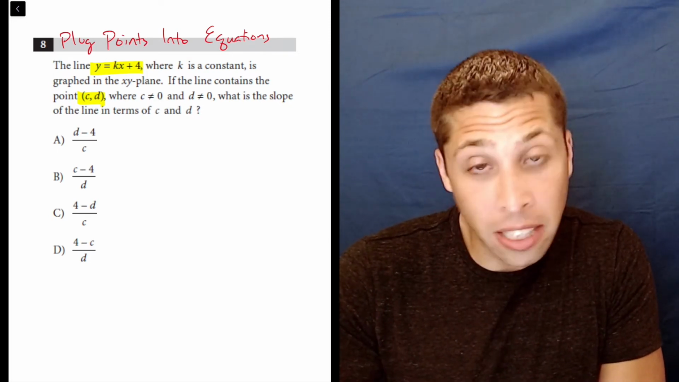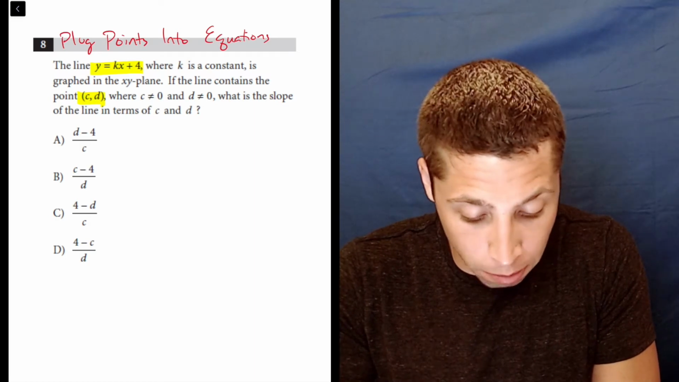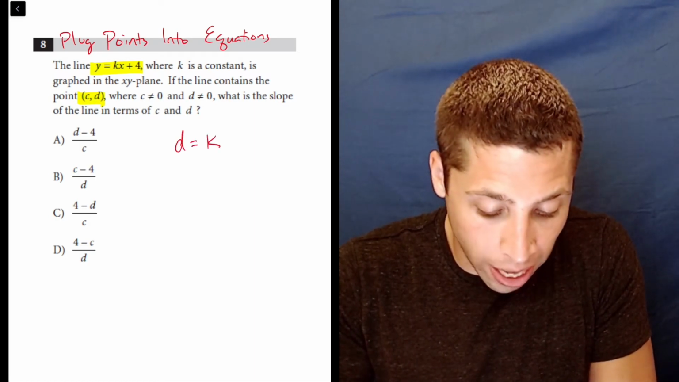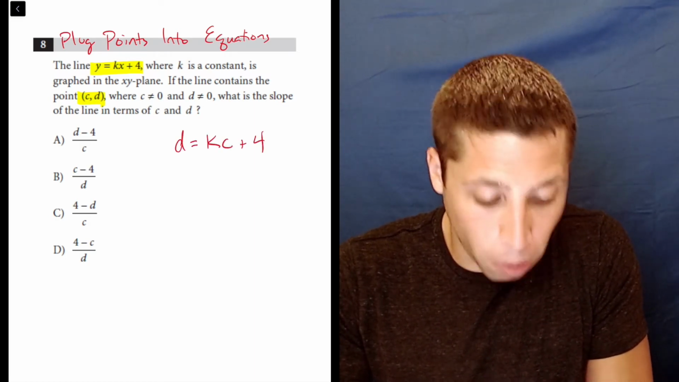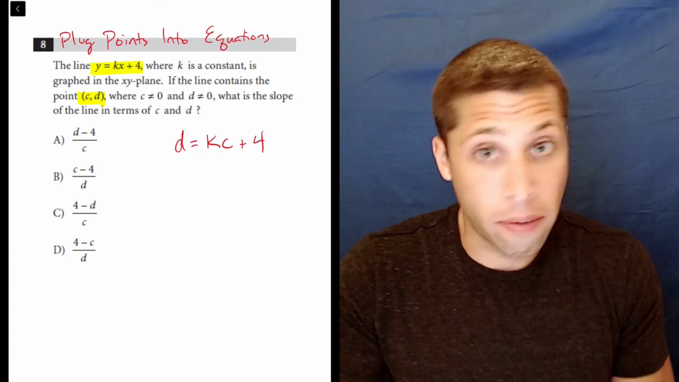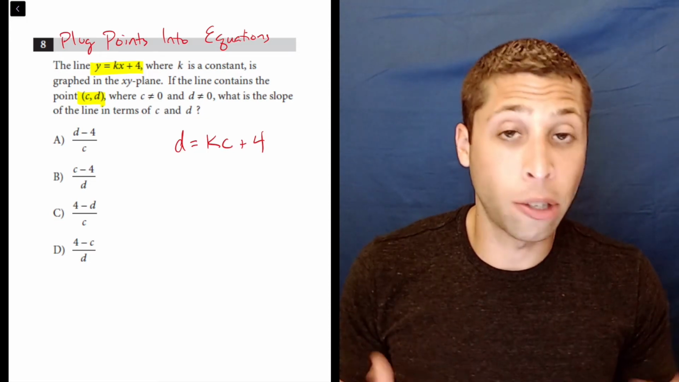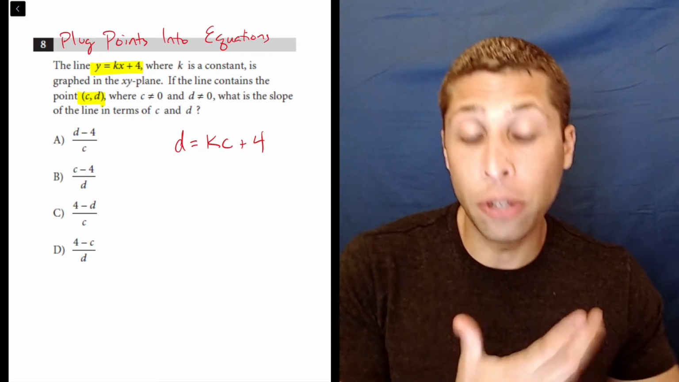And what does that mean? Well, x is going to be c and y is going to be d. So really this equation just becomes d is equal to k times c plus 4. Now why does that help me? Well, notice the answer choices don't have x and y, they have c and d, so that seems like a good thing. We got rid of these letters we don't want, we now have the letters that we do want.